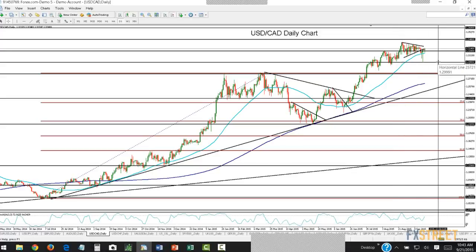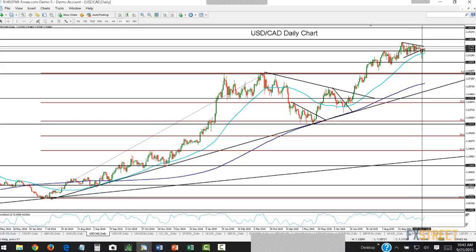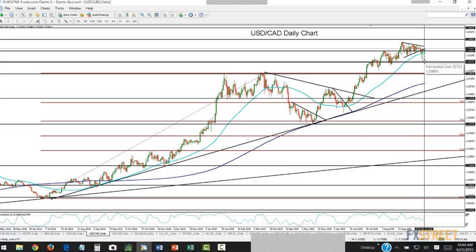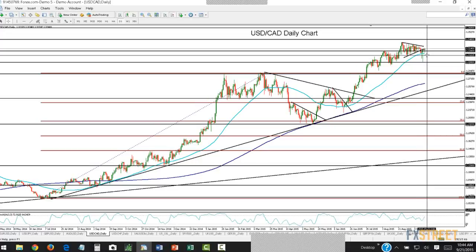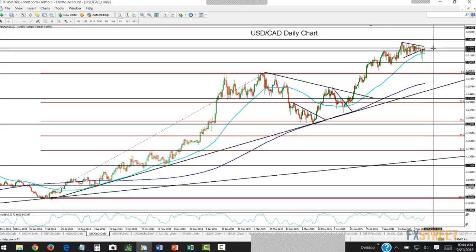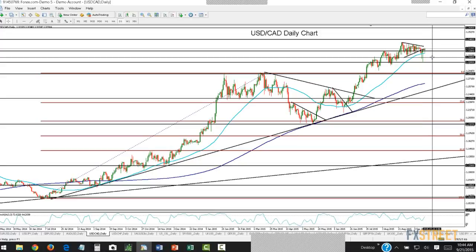Now, where do I see dollar Canada go? I had this little triangle pattern here, and I was looking for a break to the upside. Of course, because of what happened with the Fed last week, we saw a move to the downside for the dollar, an initial knee-jerk reaction to the downside for the U.S. dollar because of the rates being unchanged. But overall, what do I see? I see upside. I see further upside for dollar Canada.